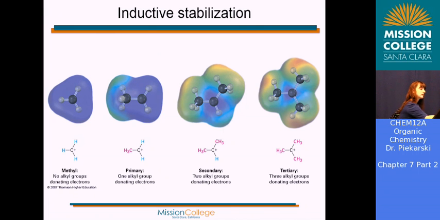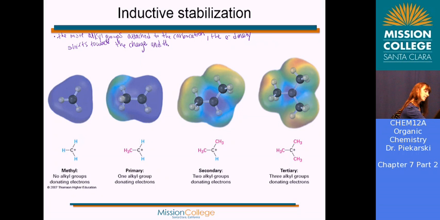Let me write that down. The more alkyl groups attached to the carbocation, the more electron density shifts towards the charge, and the more inductive stabilization occurs.